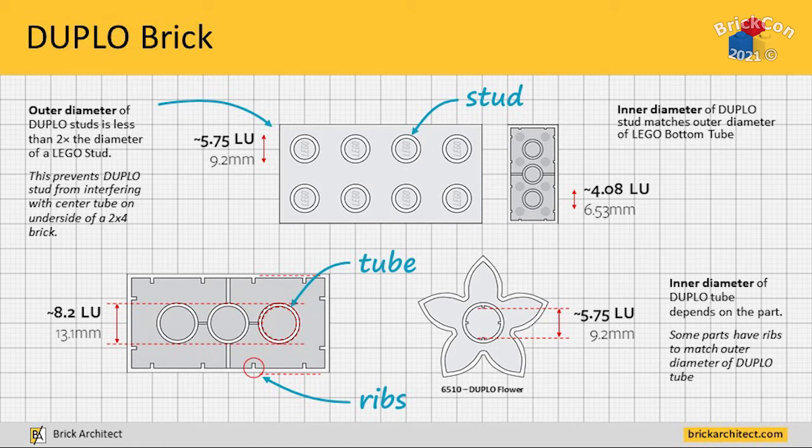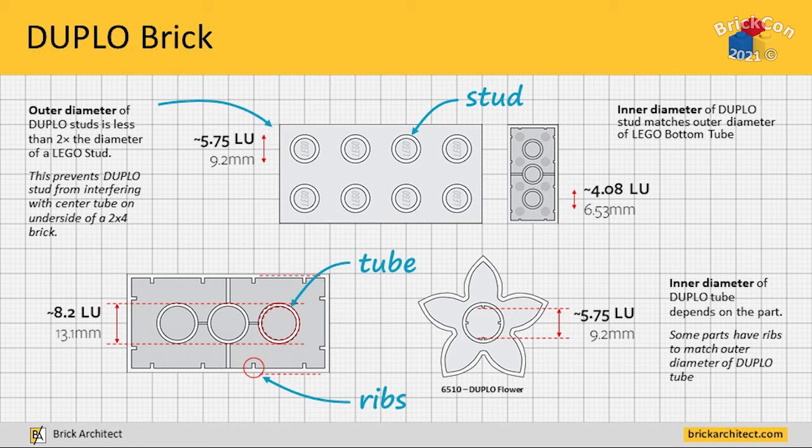And then the other thing that's a little weird is the inside of a Duplo tube, the inner diameter of the tube, is not the same diameter as the outer diameter of a Duplo stud, which means that you can't really do the sort of tricky offset work like a jumper with Duplo, unless it happens to be one of a small number of Duplo parts like that flower, where the tube itself actually has ribs in it.